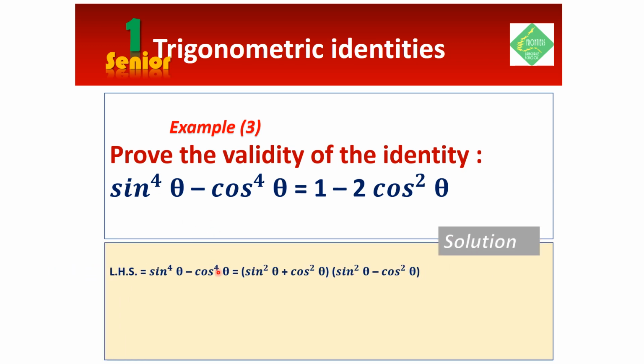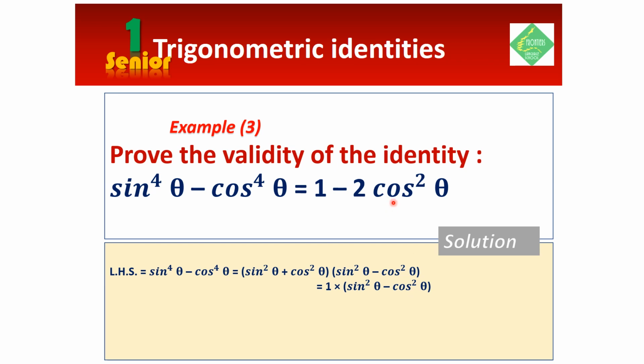You have that sine power 4 minus cosine power 4 will be two brackets multiplying each other. Sine square plus cosine square times sine square minus cosine square. And this you have 1. Why 1? Because from the unit circle, sine square plus cosine square equals 1. Multiplying sine square minus cosine square, it remains as it is.